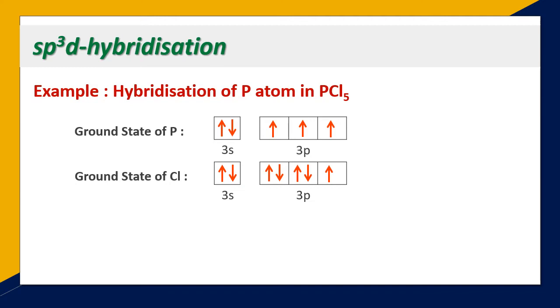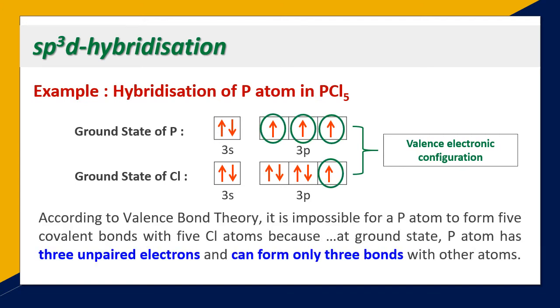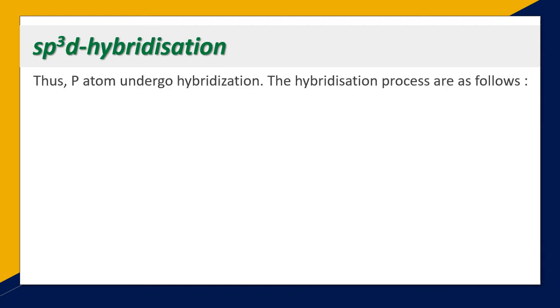At ground state, the phosphorus atom has 5 valence electrons, while chlorine has 7 valence electrons. According to the valence bond theory, it is impossible for a phosphorus atom to form 5 covalent bonds with 5 chlorine atoms, because at ground state, the phosphorus atom has 3 unpaired electrons and can form only 3 bonds with other atoms. Thus, the phosphorus atom undergoes hybridization. The hybridization process is as follows.